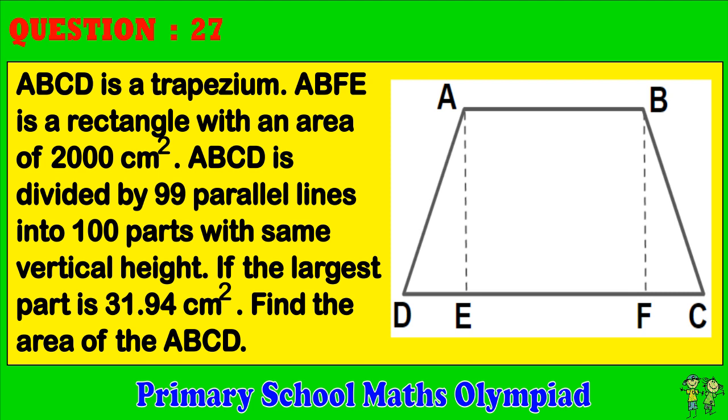Question 27. ABCD is a trapezium. ABFE is a rectangle with an area of 2,000 centimeters squared. ABCD is divided by 99 parallel lines into 100 parts with the same vertical height. If the largest part is 31.94 centimeters squared, find the area of ABCD.